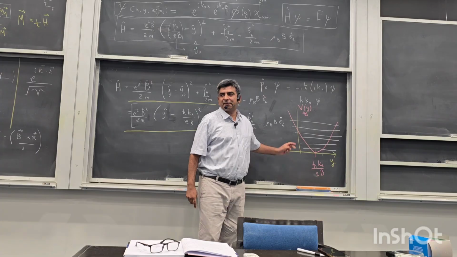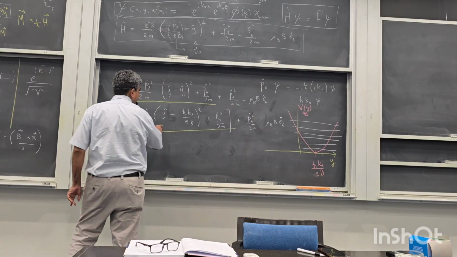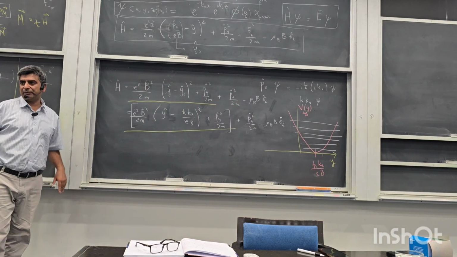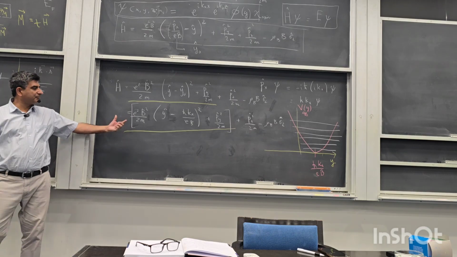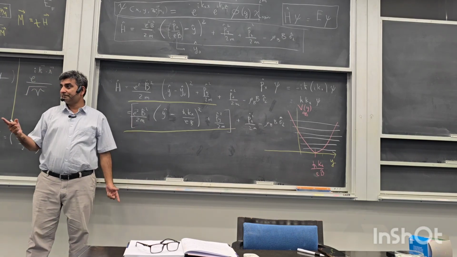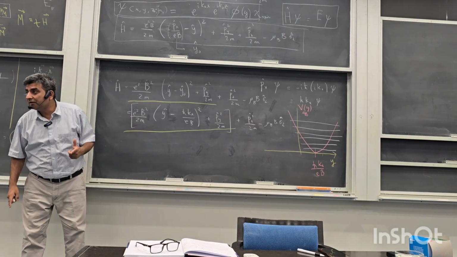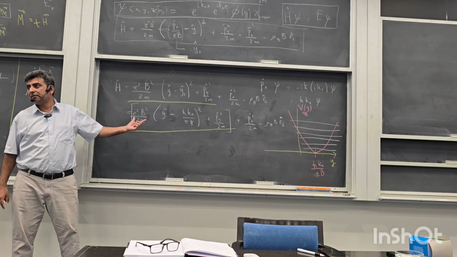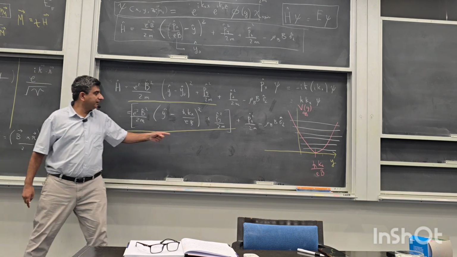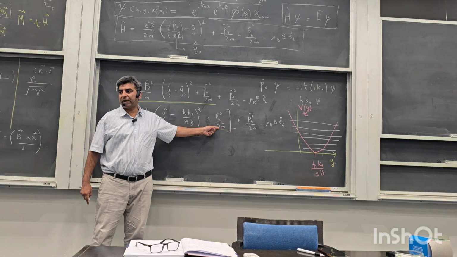Spacing between these levels. From this expression, what can you tell about the spacing between these levels? What should be the spacing between the levels? So this term over here, sorry, what is E square b square? It is the spacing of the levels. Look, this is momentum square over 2m.